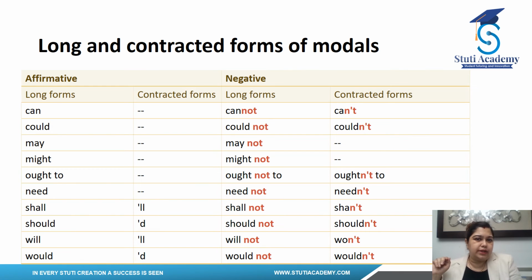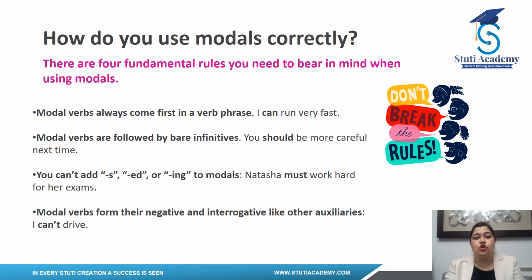I wouldn't steal your pencil. So in the negative, it is I would not steal your pencil. And the contracted form is I wouldn't steal your pencil. Right? Okay. Now let's look at how to use the modal verbs correctly.